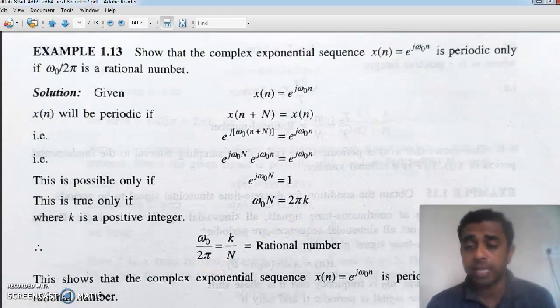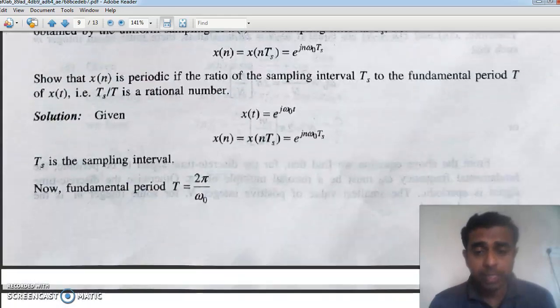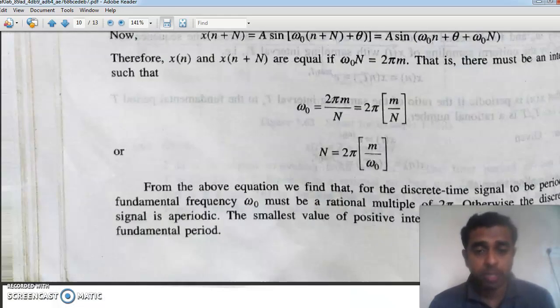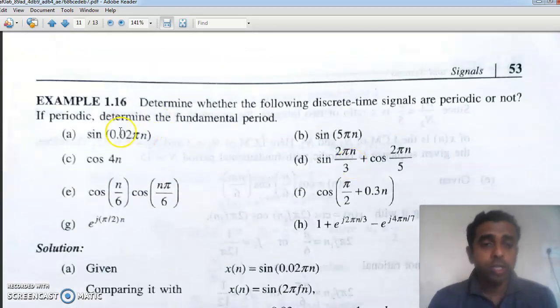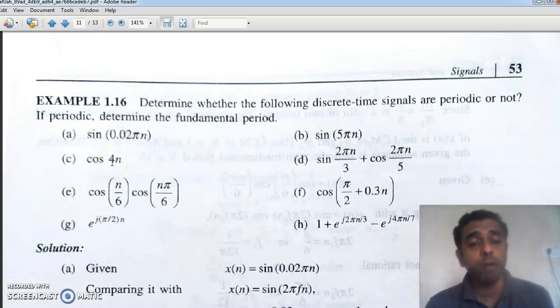We'll just see some examples. Here are a few examples. See, this omega naught is 0.02 pi. So this is a multiple of pi, so definitely this is periodic. Here also this is periodic. But see this example, cos 4n. Here omega naught is 4. 4 is not a multiple of pi, so it is aperiodic. Now we'll see example number D. That is this one we'll see.